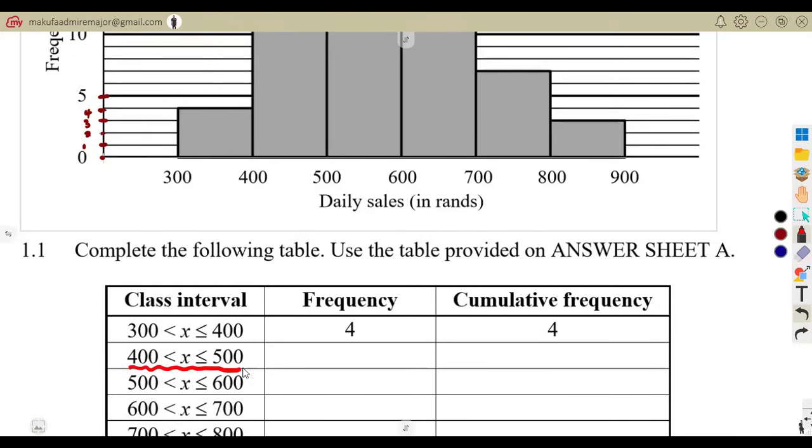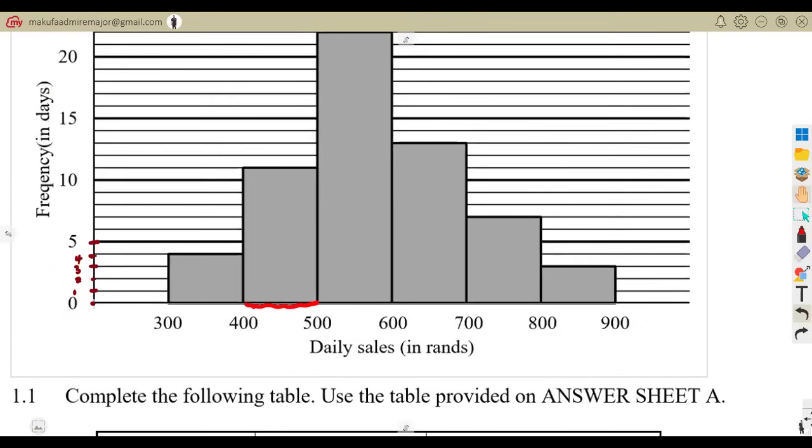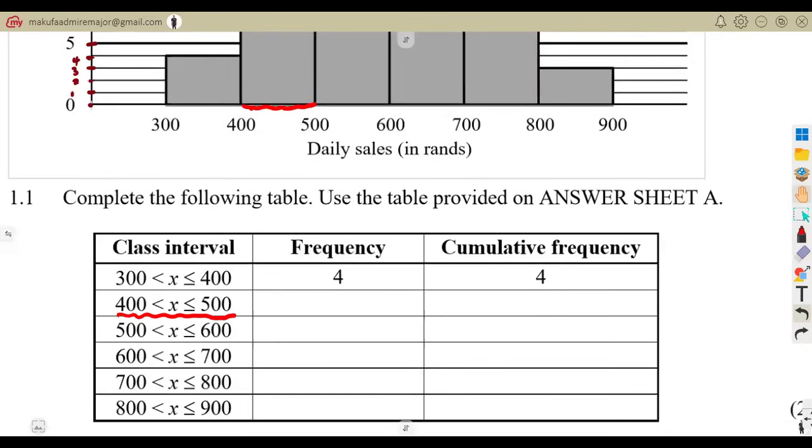From 400 to 500. What is the corresponding frequency in this bar that we are seeing? So this is on top here, corresponding to 11. This is 10. One box going up, that is 11. So as we can see, straight here, that is corresponding to 11. So that is your frequency. So there's 11. From 500 to 600, you do the same thing.